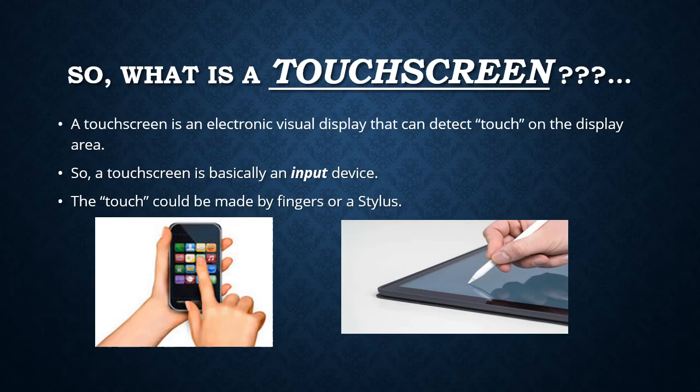Let's begin. So what is a touch screen? A touch screen is an electronic visual display that can detect touch on the display area. A touch screen is basically an input device. So the touch could be made by fingers or stylus. So here we are making the input by fingers and here we are using a stylus.